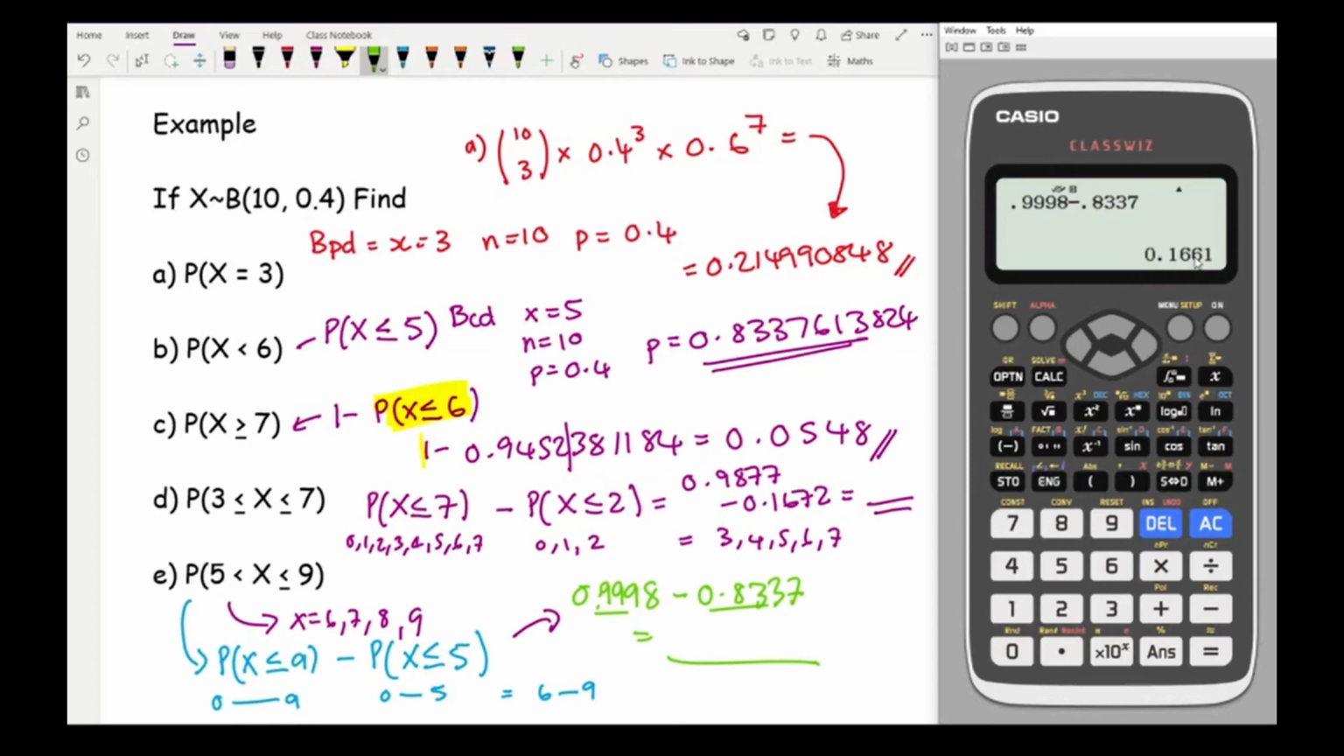Now, typically speaking, in exams, mark schemes, they usually do give you, let's say, a range of possible answers for you to go in, depending on how accurate you are in your working out.